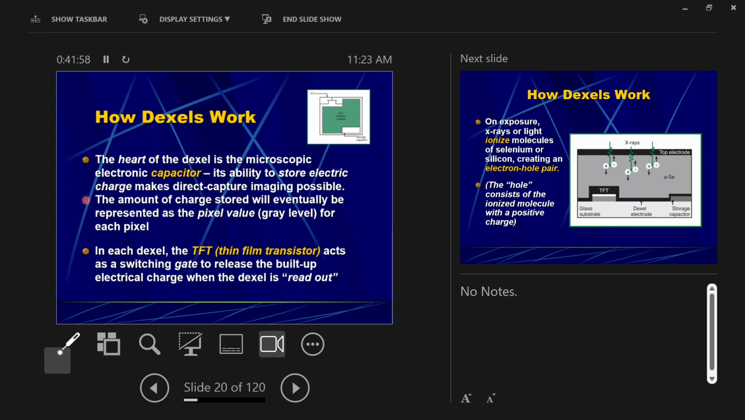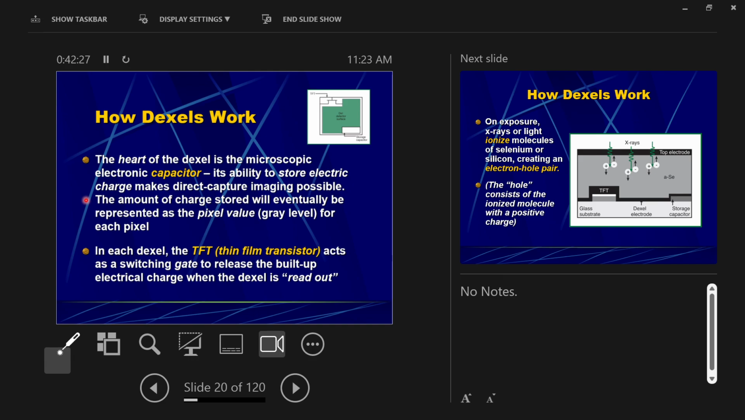The more charge stored, the darker that pixel will be. Makes sense, right? More charge equals more exposure, right? The less charge that capacitor receives, the lighter that pixel shows. Remember, that's sort of inverse, right? Because a pixel, when it's black, is turned off, okay? So the more charge a capacitor stores on the DEXEL, the less turned on that pixel on the computer screen will be, right?